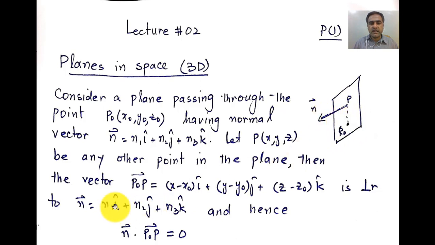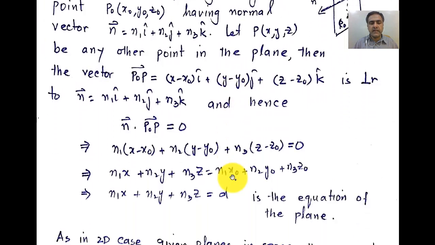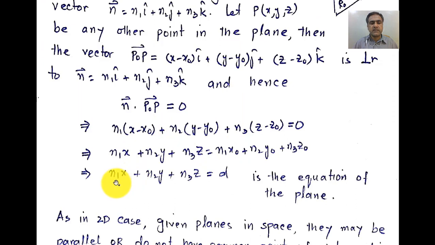And hence if I construct this vector P naught P, which is equal to (x minus x naught) i plus (y minus y naught) j plus (z minus z naught) k, then using this condition of perpendicularity, this dot product is 0. And hence if I simplify this further, the equation of a plane in space is given by n1 x plus n2 y plus n3 z equal to d. So a linear equation in 3 variables.